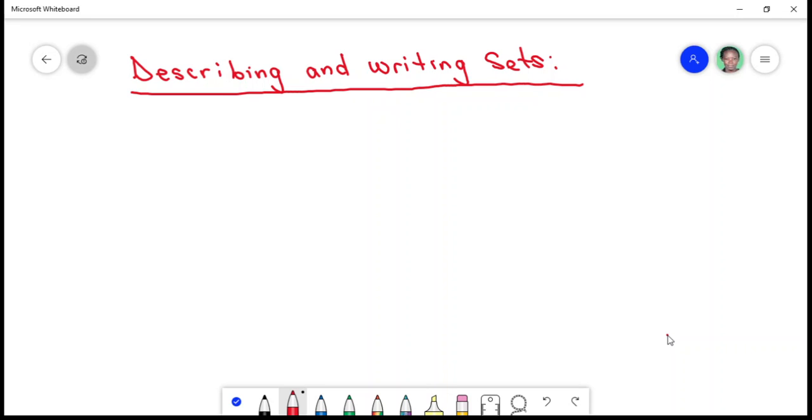So we are saying, how can we describe a set? The first one we are looking at is by listing its members. So we want to list the members of the set. So one, let's list its members.